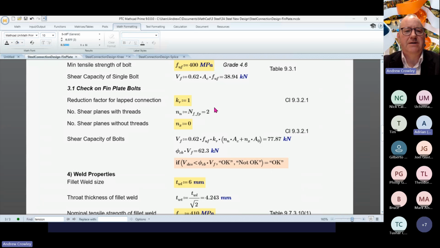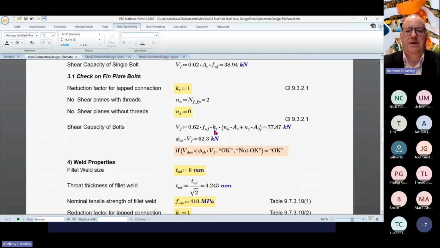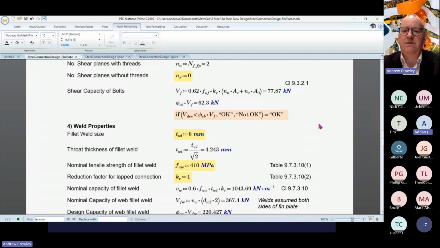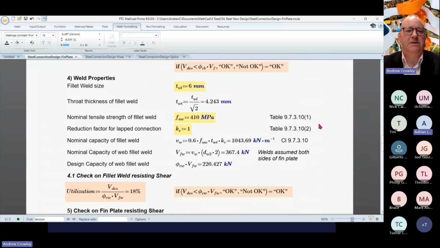So we're assuming that the bolts are in the threaded portion of the bolt, so the shear plane goes through the threads rather than the shank. So we add up the areas of the threaded portion multiplied by the number of bolts, multiply that by the tensile strength of the bolt, and it has a 0.262 factor to give you the shear strength of that bolt group. Apply a strength reduction factor and we get a design capacity of 62, which is significantly above our applied shear. Now let's look at the weld.